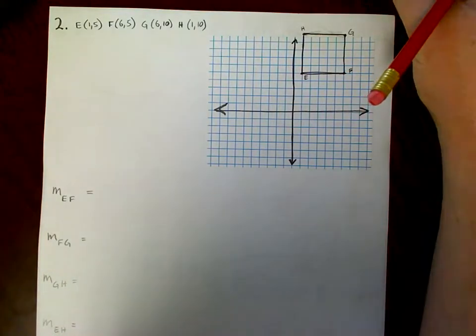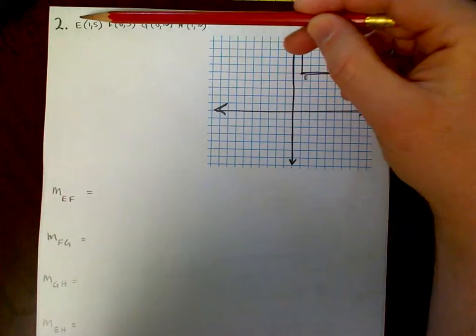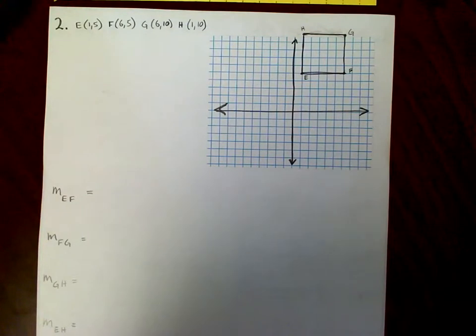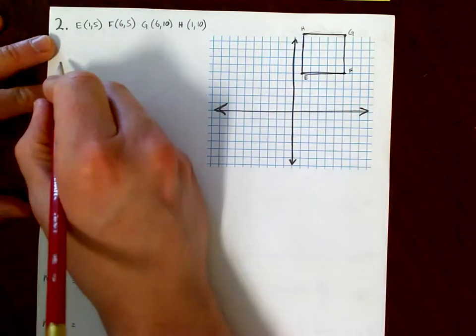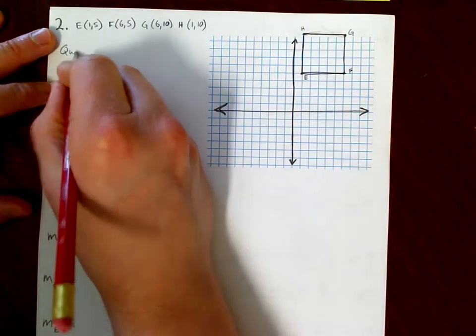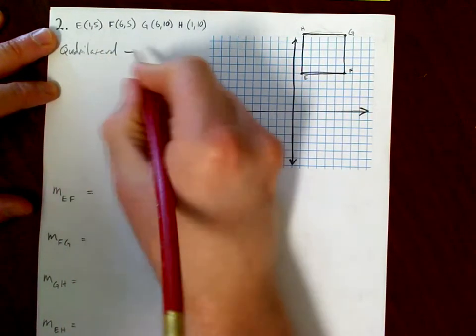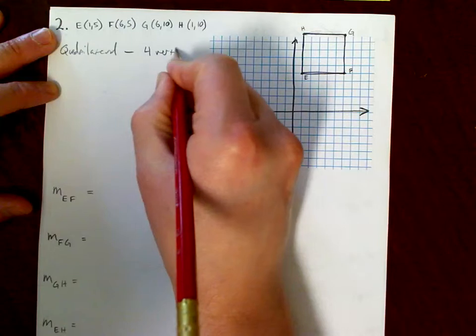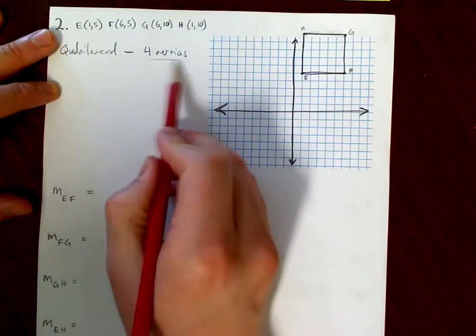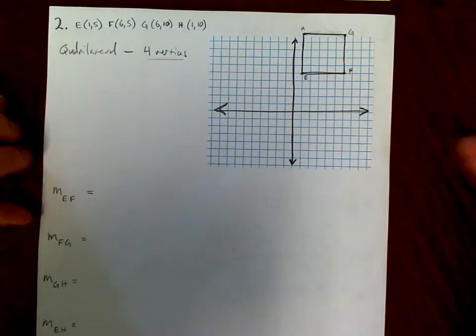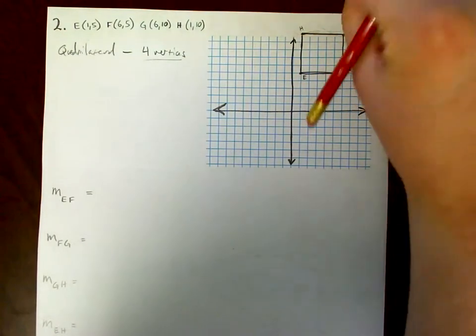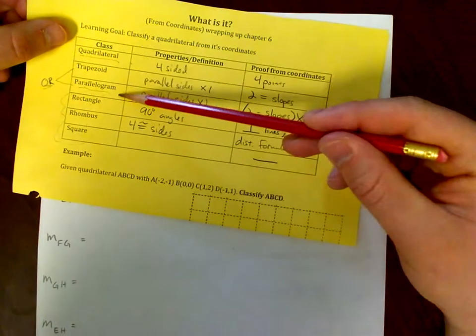All right, as I try to classify quadrilateral EFGH, I'm looking at my notes here. Keep this thing out in front of you as you work. So I know right away that this is a quadrilateral because it has 4 vertices. So it has 4 points, 4 vertices. It's a quadrilateral.